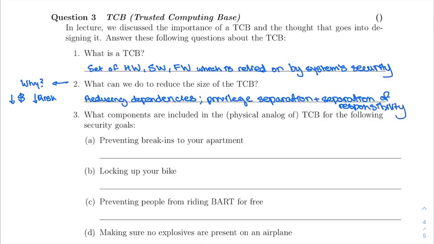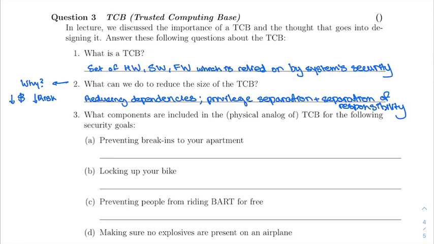Great. So separation of responsibility and privilege separation kind of refers to this idea that if I have some very important privilege, what I want to do is break it up, so there's not going to be a single person or one individual who can do something by oneself.